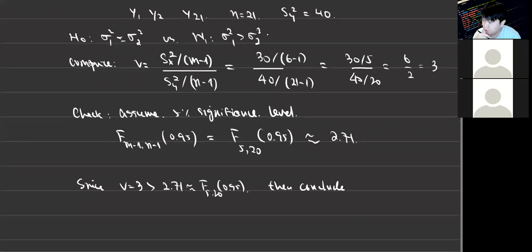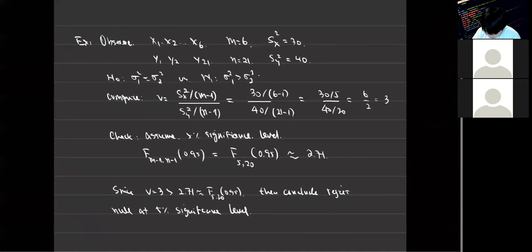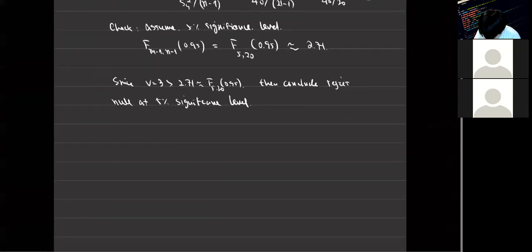What can we conclude? Since 3 is greater than the critical value under the significance level the problem provides us, you can say reject the null hypothesis. So then conclude: reject null at 5% significance level. Make sense? Any questions about this part? No, all good so far. Good, awesome. Cool. Let's continue from here.